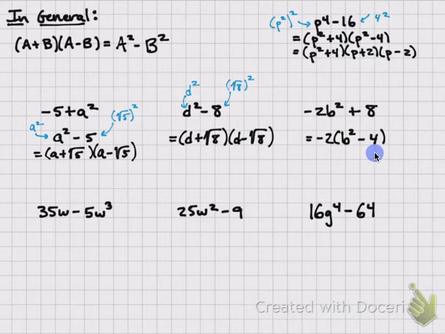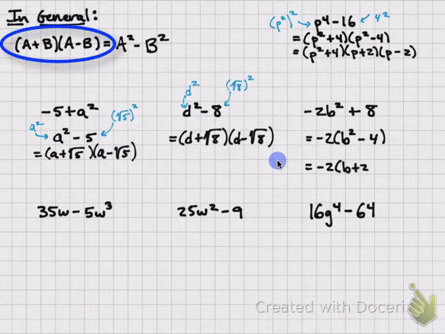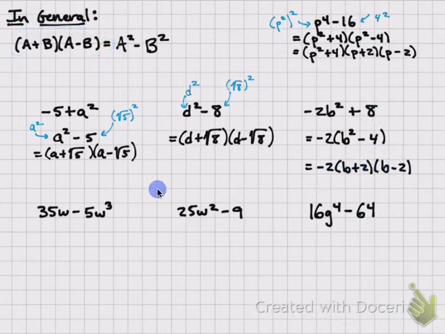Awesome. Hopefully you can already tell this is definitely a difference of squares. b squared minus 2 squared. So we can factor this as negative 2 times b plus 2, b minus 2. And this is our complete full factorization of this polynomial here. All right, let's make more moves.